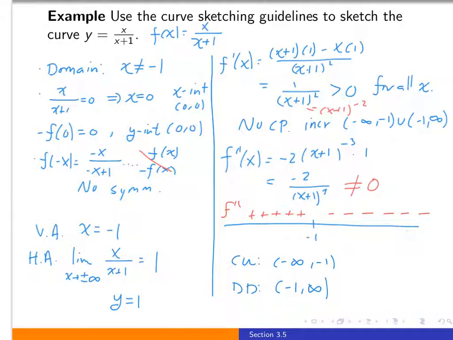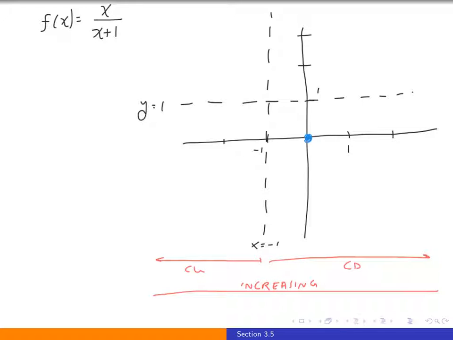So let's put all of this information together and hopefully give a fairly accurate sketch to this curve. The function we are considering is x over x plus 1. And I've encoded in here, we have the vertical asymptote at x equals minus 1, horizontal asymptote y equals 1, the x and y intercept is the point 0, 0, increasing everywhere, concave up to the left of the asymptote, concave down to the right of the vertical asymptote.